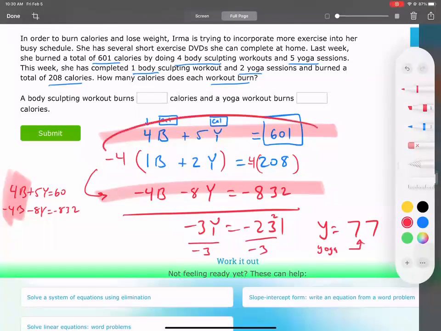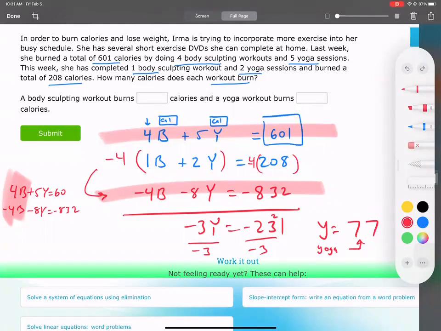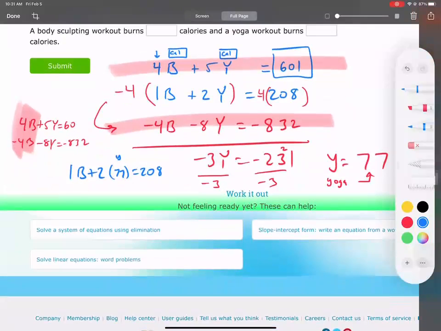Do you want to use the first or second equation? It's up to you. I see that the second equation might be a little easier, so let's go ahead and use that. 1b plus 2y. Oops, other way around. Y was 77. And this equals 208. When we solve for this, b plus 154 is equal to 208. We're going to minus 154 from both sides. B is equal to 54, I think. Yep, 54, because 208 minus 154 is 54.